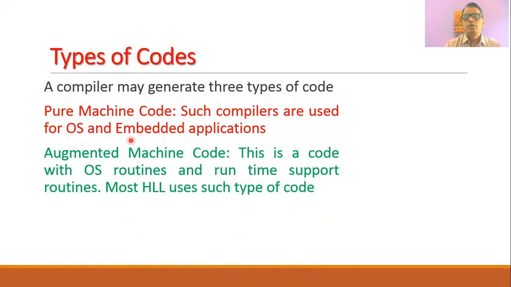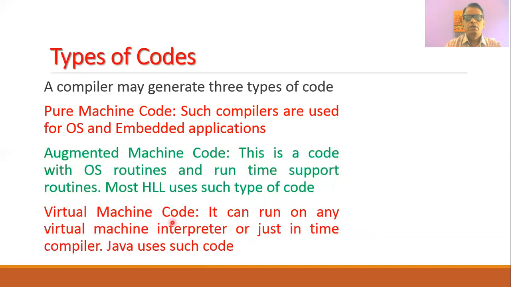Most of the time, the compiler will generate the code, and this code is called the augmented machine code. So this is a code which will require the operating system routines, or it will also require the runtime support routines. So without operating system routines or without runtime support routines, this code cannot be executed. So many of the high-level languages such as C, C++ will generate such type of code.